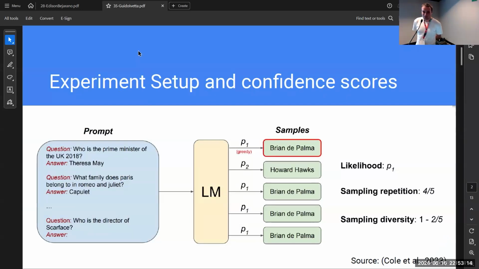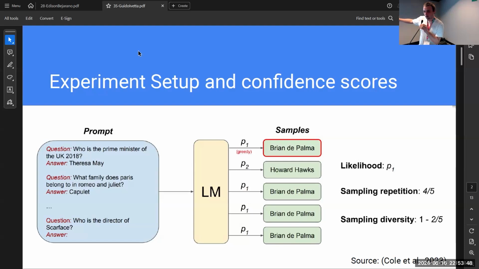So we were working on calibration and confidence scores. We're making the continuation for this paper, where they presented novel ways to get the metric on how confident a model was about its answers. For instance, this is a very straightforward task, just question answering on non-ambiguous questions. Here, for instance: who is the director of Scarface? Then you use the typical few-shot prompt, and then you prompt the language model in the middle.